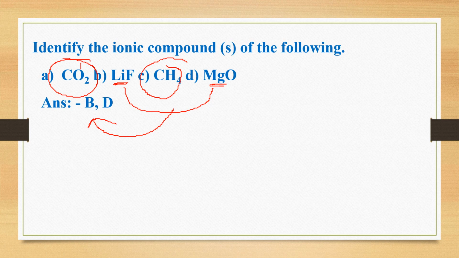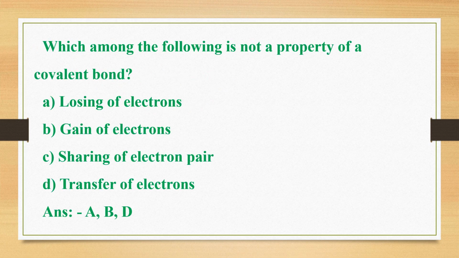So what is the character of metal? It is ready to donate electrons and non-metal is ready to attract. Like that the bond is formed. The correct options are B as well as D. Thank you. Then we'll go for the next question.